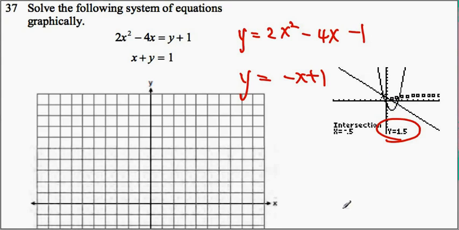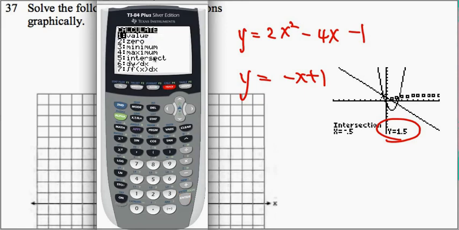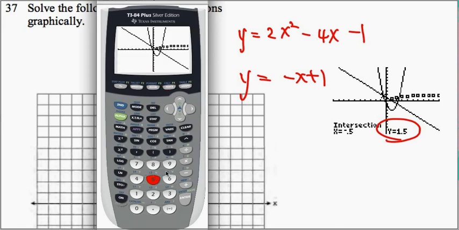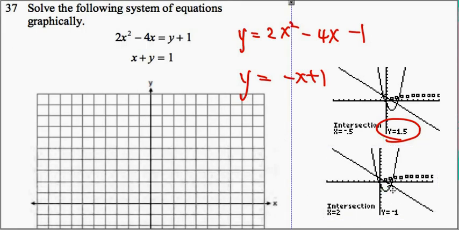And the other one, we're going to try to solve it too. And then intersect, number 5. First curve, yes. Second curve, yes. But I just have to go near the value here. Another intersection would be 2, negative 1.